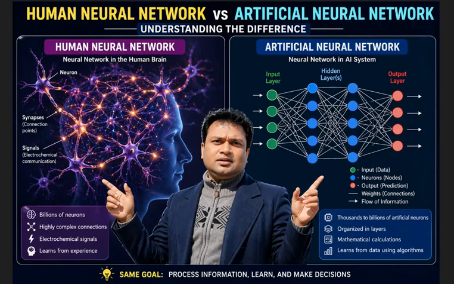Now, let me explain this in a simple way. It is a concept of AI inspired by how the human brain works. Just like our brain has billions of connected neurons, an AI neural network has many connected artificial neurons. These neurons work together to learn patterns, solve problems, and make decisions.